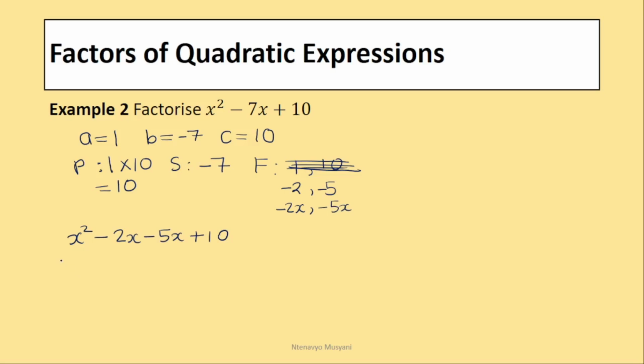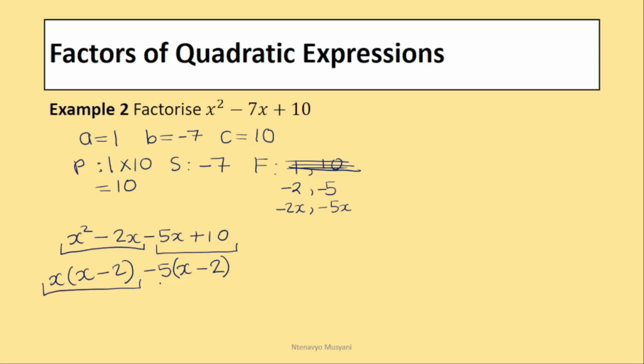I'm going to factorize by grouping. These two pairs have something in common. The first pair has x in common. X squared divided by x will give me x. Negative 2x divided by x will give me negative 2. Then the second pair has negative 5 in common. Negative 5x divided by negative 5 will give me x. Positive 10 divided by negative 5 will give me negative 2.